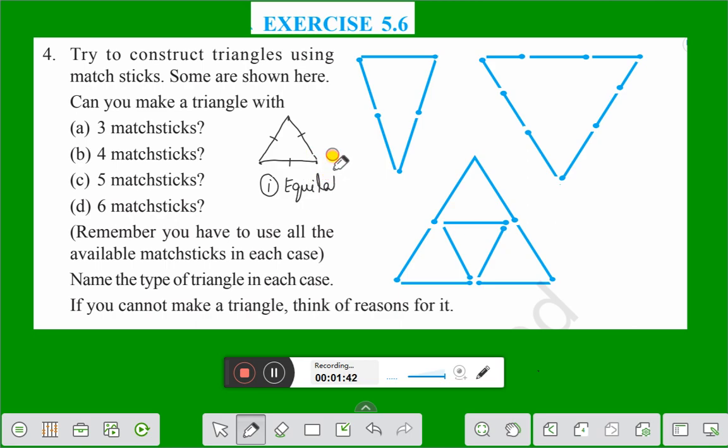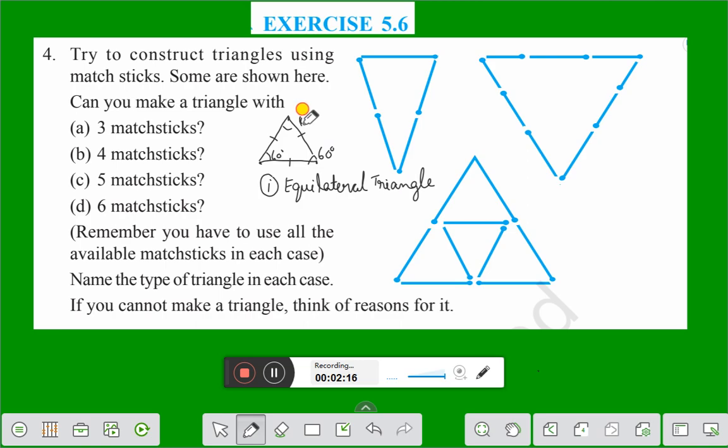Equilateral triangle. And here you also see that all the angles are same, because all the sides are same. Therefore all the angles will be 60 degree. This is 60 degree, this is also 60 degree, and this is also 60 degree.